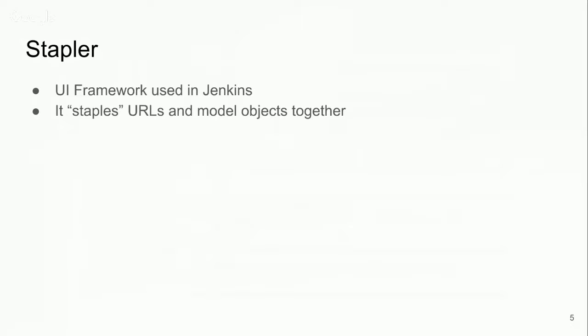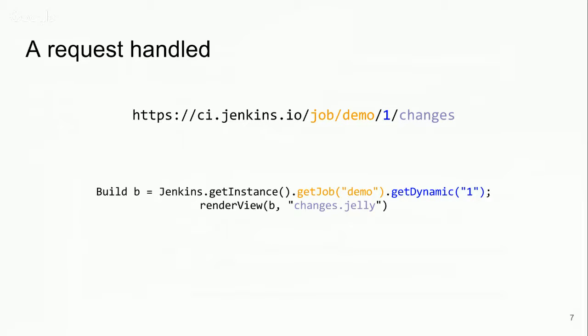What do I mean by that? Let's talk about request processing. At the top, you can see a request to a Jenkins instance, a fairly common one. ci.jenkins.io is the host name, and then /job/demo, demo being the job name here, /1 a build number, /changes. This would display the changelog for the first build of the demo project in Jenkins.